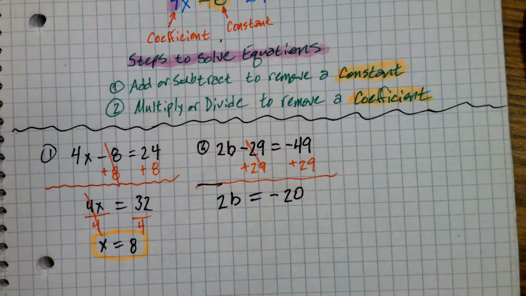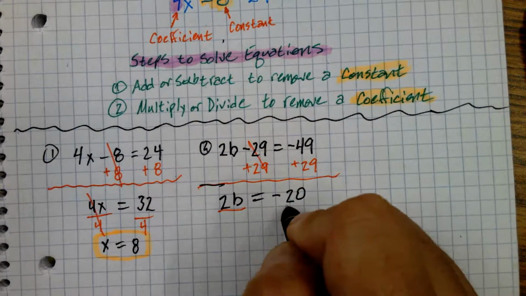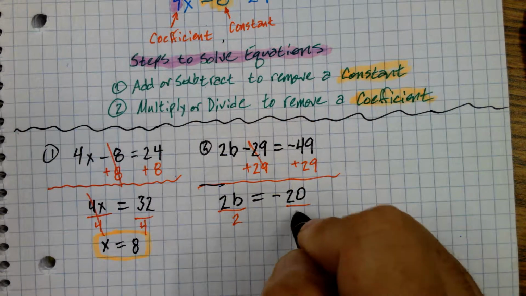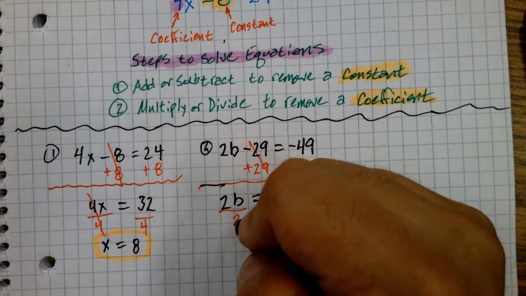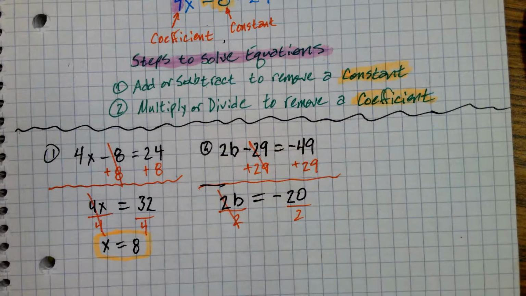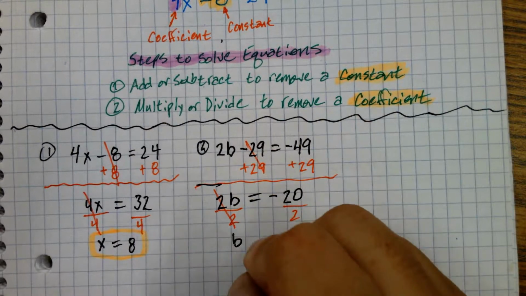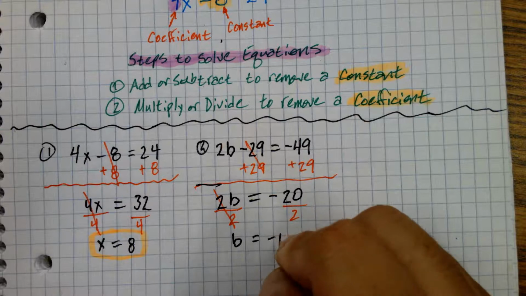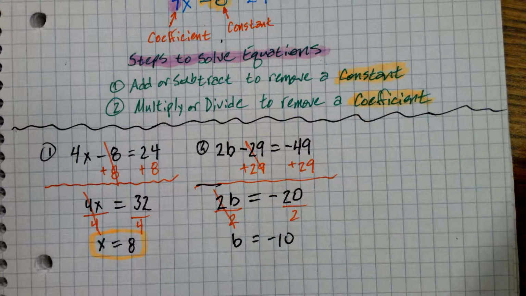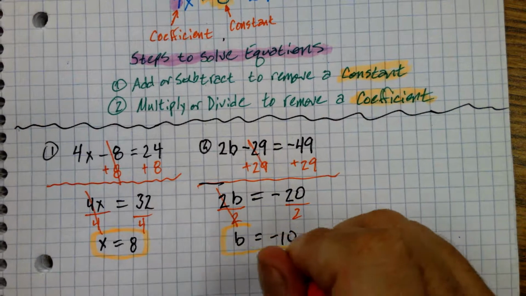Let's get rid of the 2. Again, it's multiplied. That's our coefficient. We'll divide by 2. Because this 2 and the 2 in the denominator will make 1. That's 1 times b, which is just b, which is what I wanted. And negative 20 divided by 2 is negative 10. Okay. Not too bad so far, right?